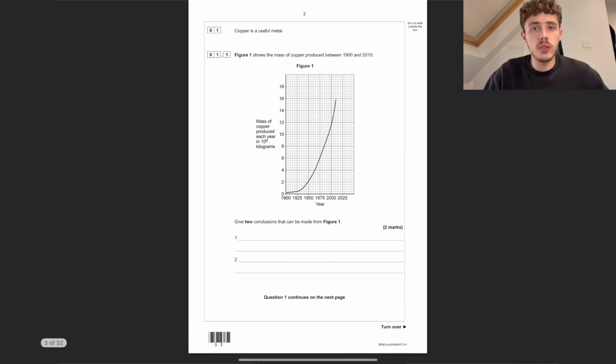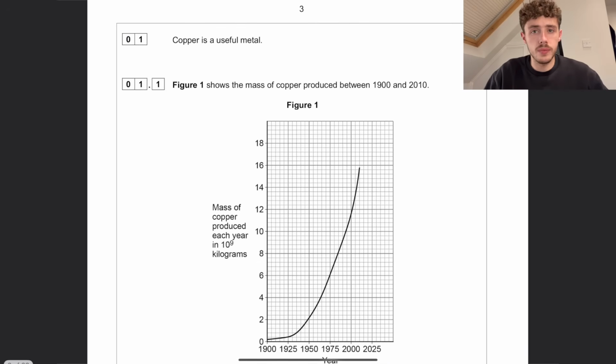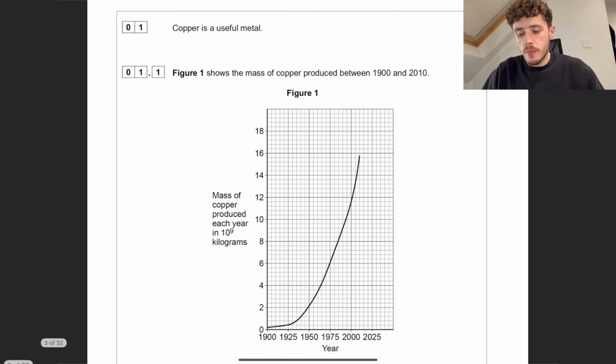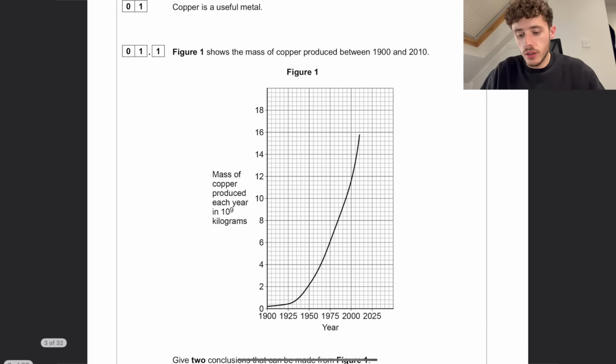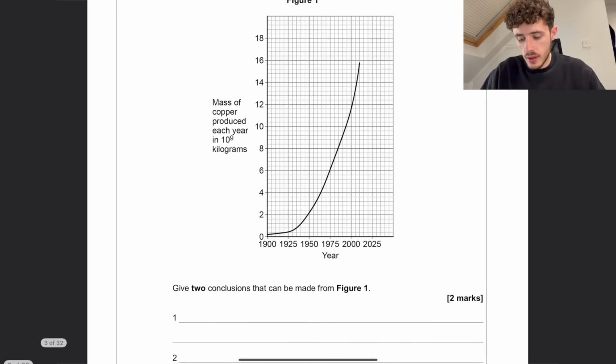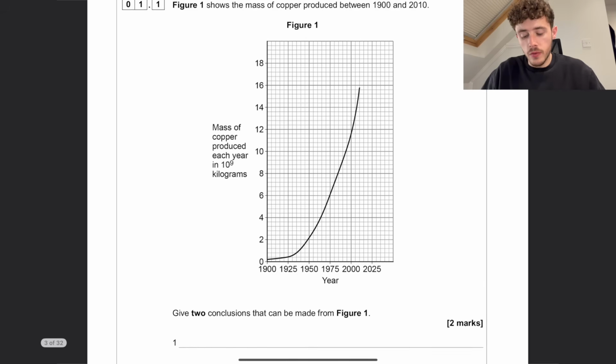So without wasting any more time, let's get straight into question 1. So question number 1, copper is a useful metal. Figure 1 shows the mass of copper produced between 1900 and 2010. Give 2 conclusions that can be made from figure 1.